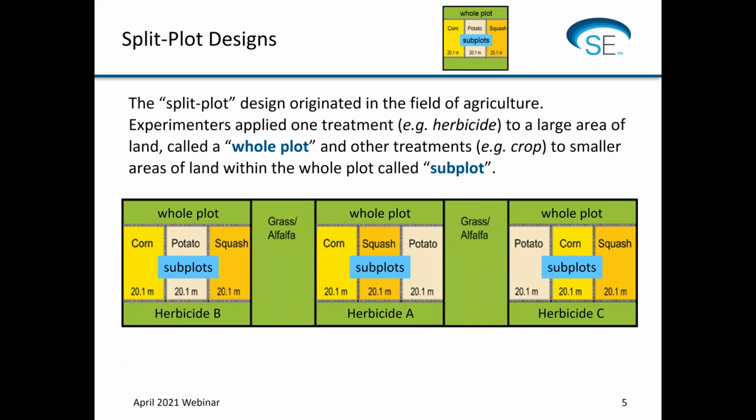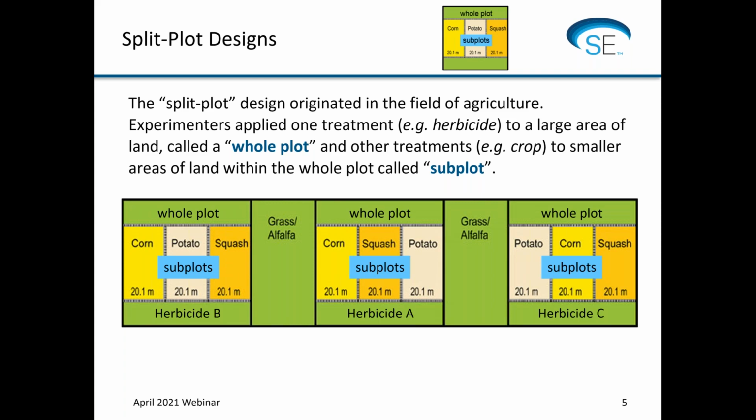So what you might want to do is say, okay, I'm going to do a bigger plot where I'm going to put herbicide B, and then I'm going to divide that into smaller or several subplots, parts of the whole plot, and I'm going to then separate these whole plots by an area large enough that drift isn't going to be a problem.